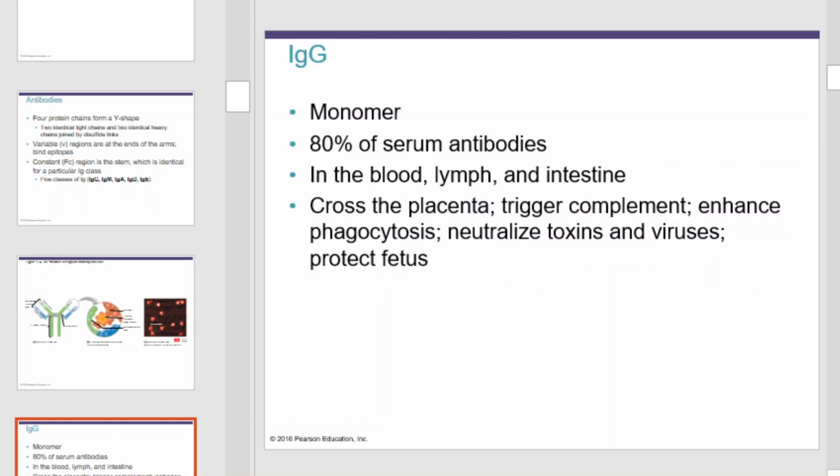IgG. IgG is a monomer, and it makes up 80% of serum antibodies. It's found in the blood, lymph, and in your intestine. It can cross the placenta, trigger complement, enhance phagocytosis, neutralize toxins and viruses, and protect the fetus.